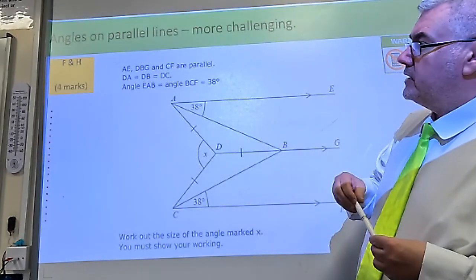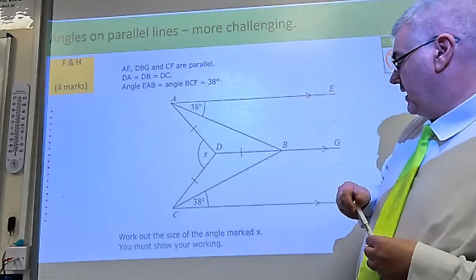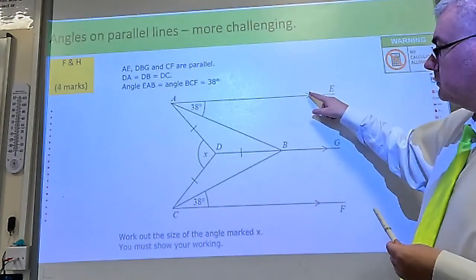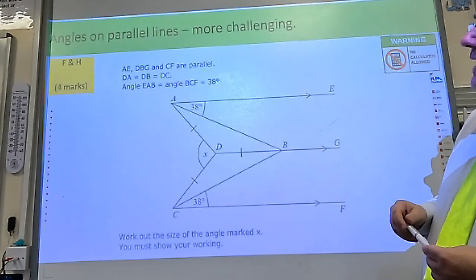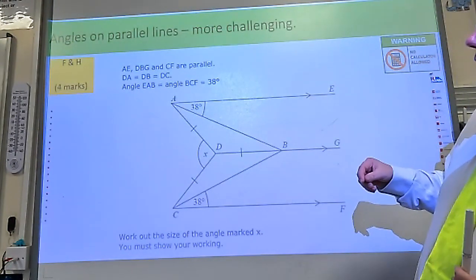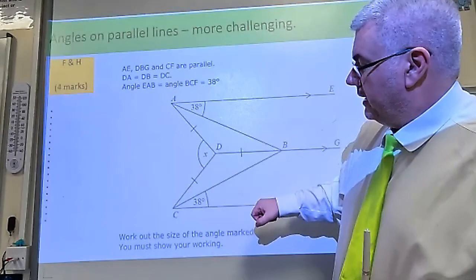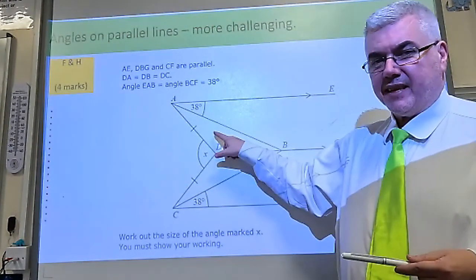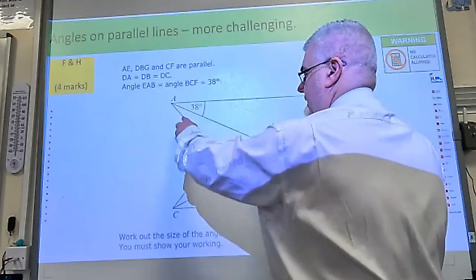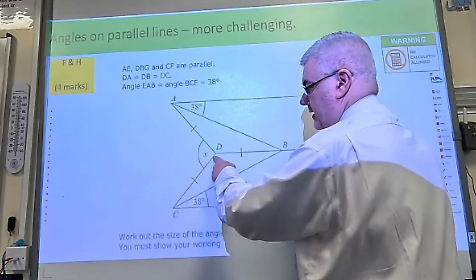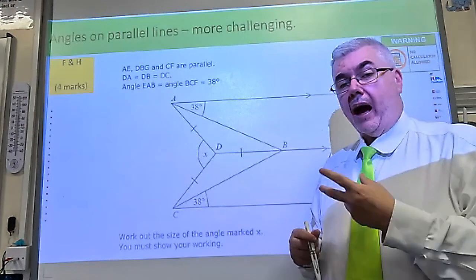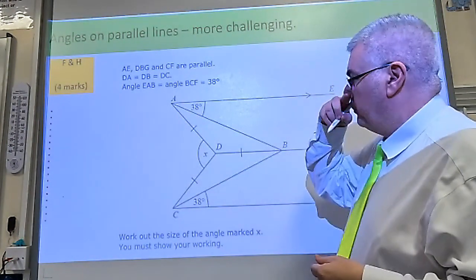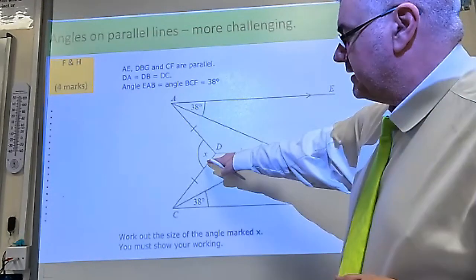AE, DBG and CF are parallel. We can tell they're parallel by these arrows. The length DA equals DB equals DC. What does that say about these two triangles? If this length is equal to this length is equal to this length, we have two isosceles triangles that might come in handy later on. It wants us to find x.